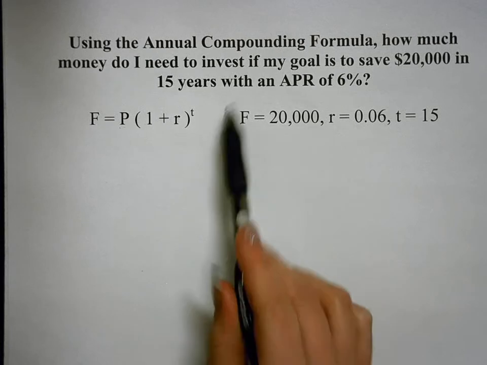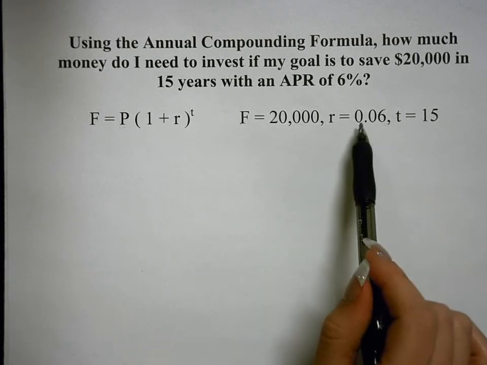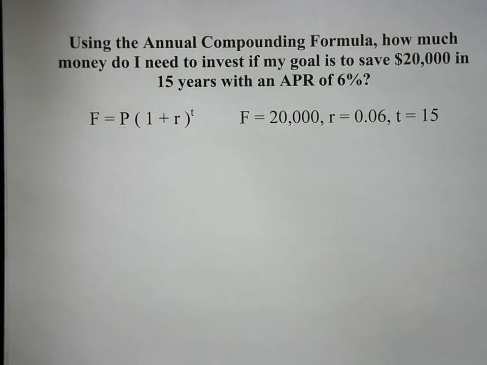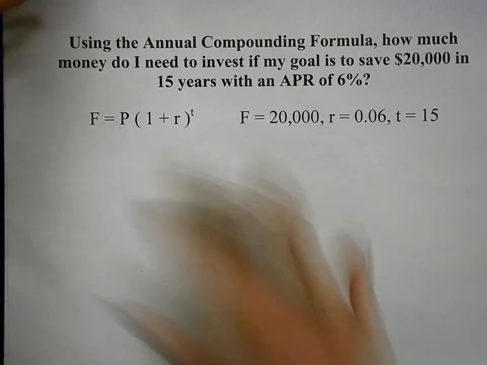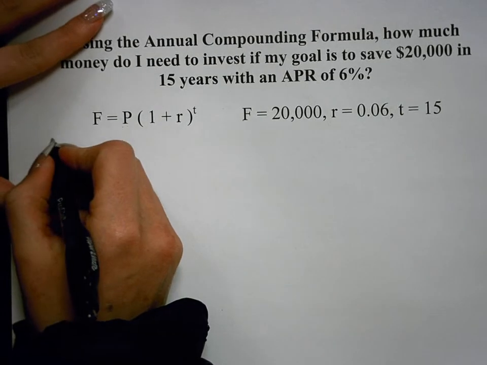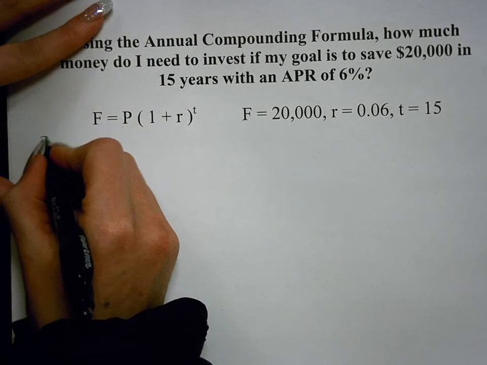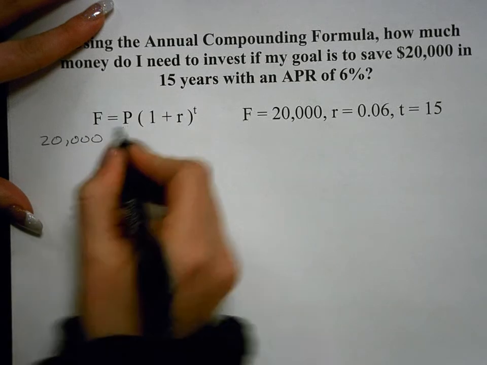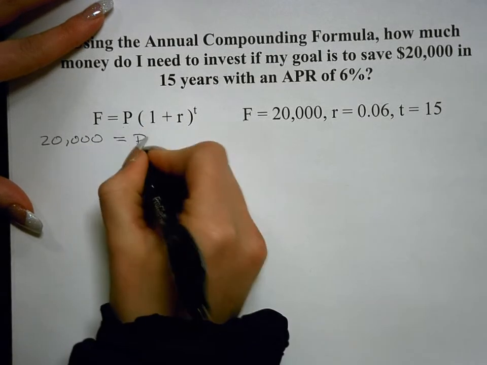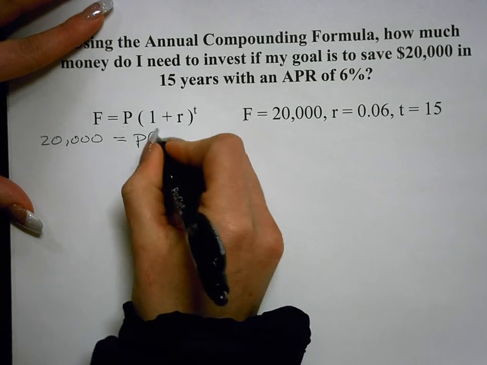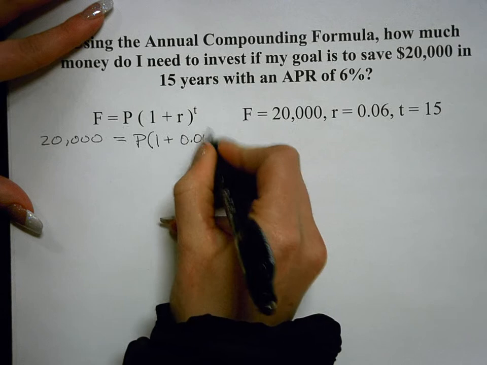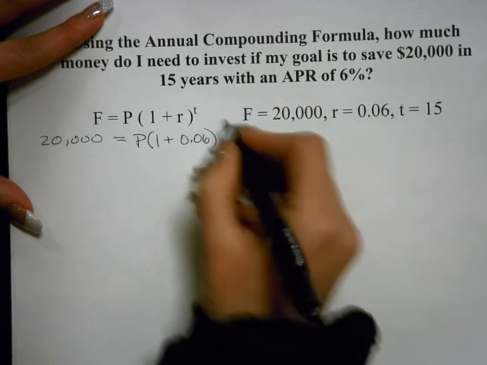So the future value is my goal, 20,000. The rate is still 0.06, and the time is t equals 15 years. So we're just going to input these variables into this formula. F is equal to 20,000. The P is what I'm trying to figure out, so I'm just going to leave that as P. Multiplied by the quantity 1 plus the rate 0.06, all raised to the t power, the 15th power.